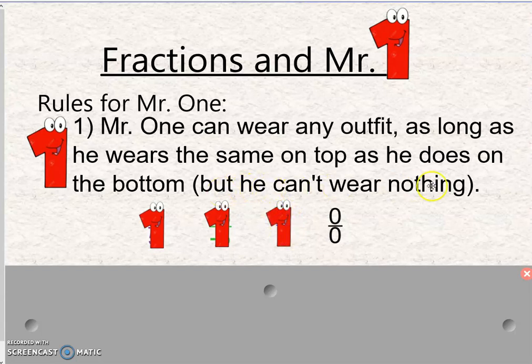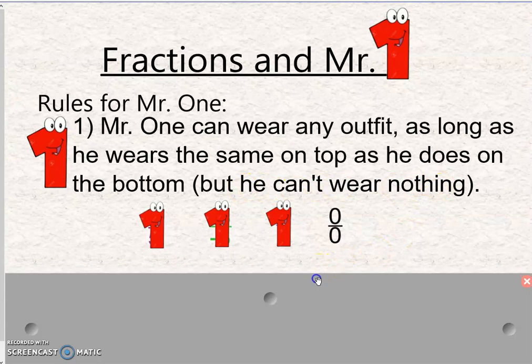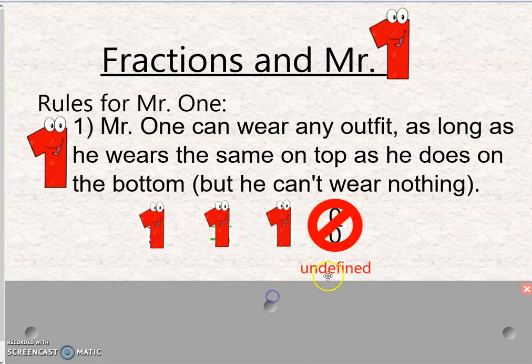When I say he can't wear nothing, I'm not implying Mr. 1's like a pervert running around wearing nothing. What I'm saying, though, is 0 over 0. Remember in math, 0 is the idea of nothing. That's not 1. As a matter of fact, it's undefined. We have one rule in math that says you can never divide by 0, and there are no exceptions to that. So when you have 0 over 0, it's not 1, it's not 0, it's just undefined.